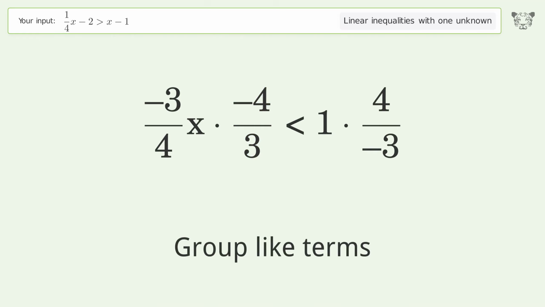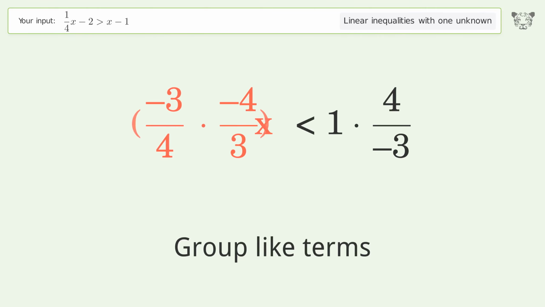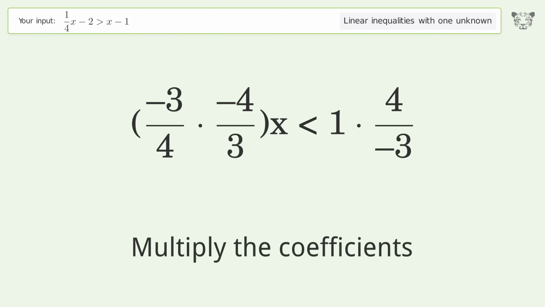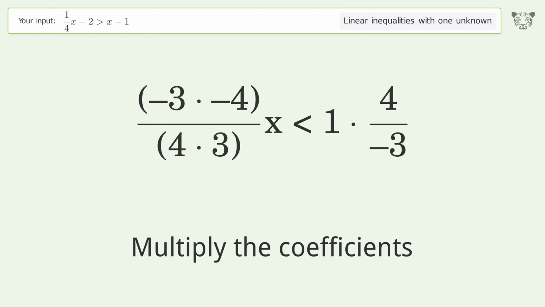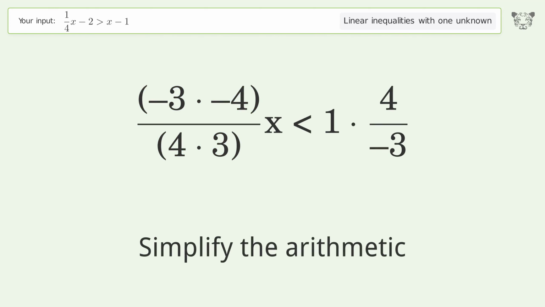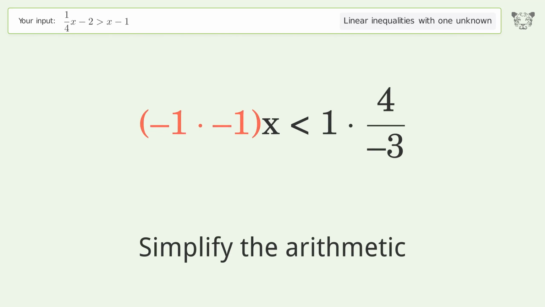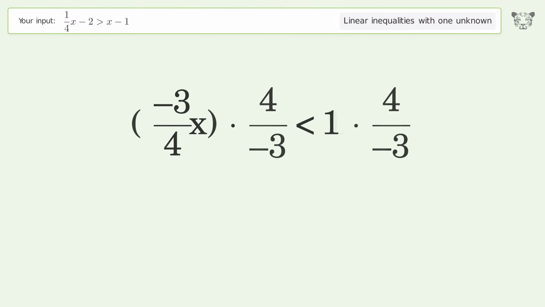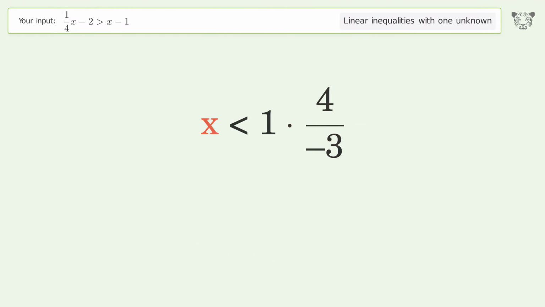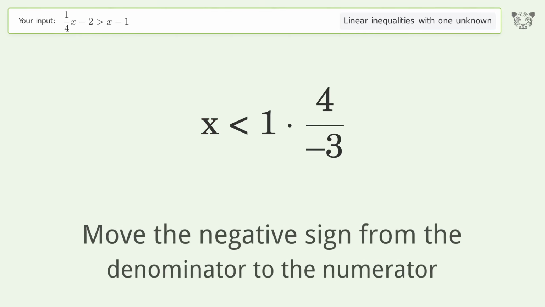Group like terms. Multiply the coefficients. Simplify the arithmetic. Move the negative sign from the denominator to the numerator.